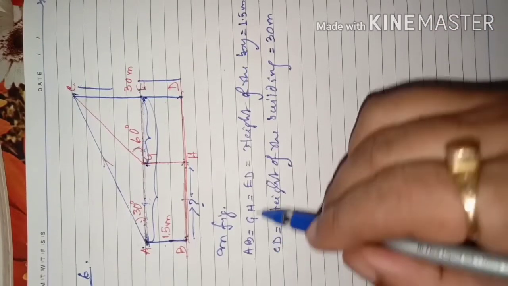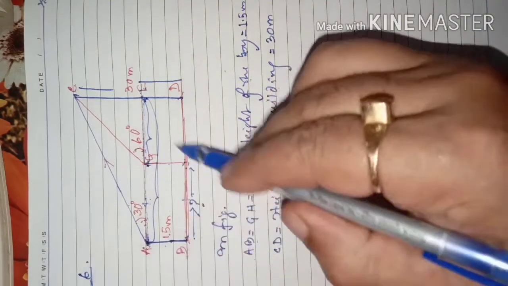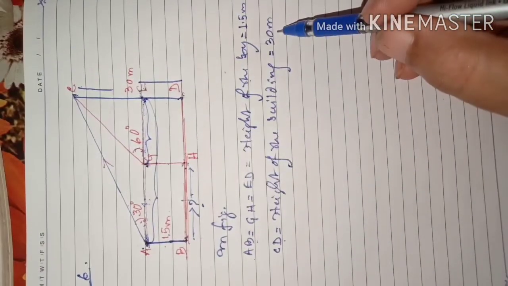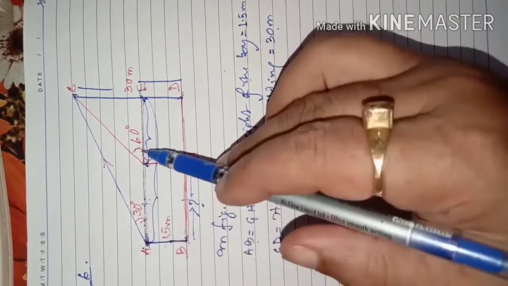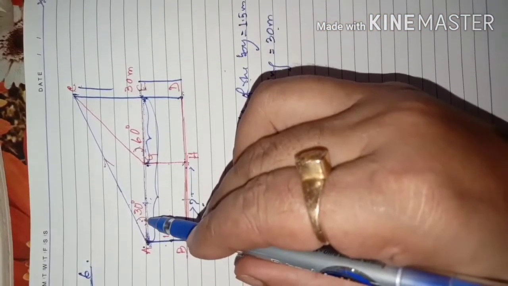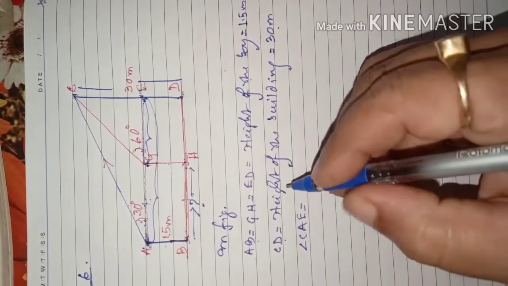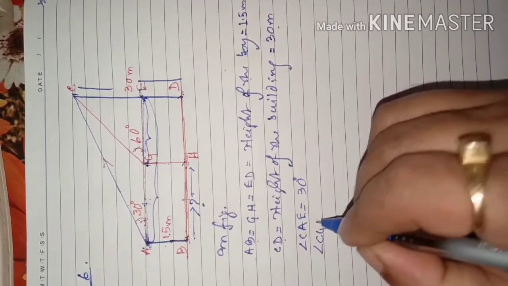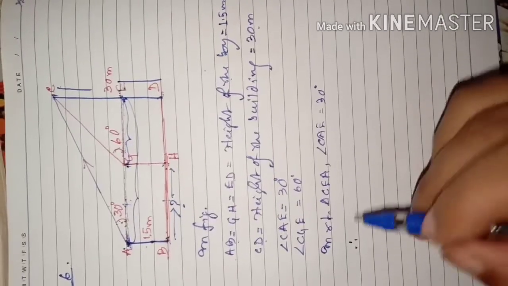So first you write this: AB is the height of the boy, which is equal to GH and ED. AB equals GH equals ED. And CD is the height of the tall building, that is equal to 30 meter. This is the way of writing. Then you have to write angle CAE. No need of saying that it is the angle of elevation. Just write angle CAE. You will understand it is the angle of elevation, equal to 30 degree. Angle CGE is equal to 60 degree. So we will write like this.